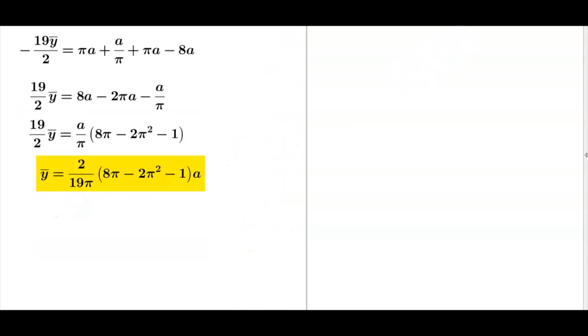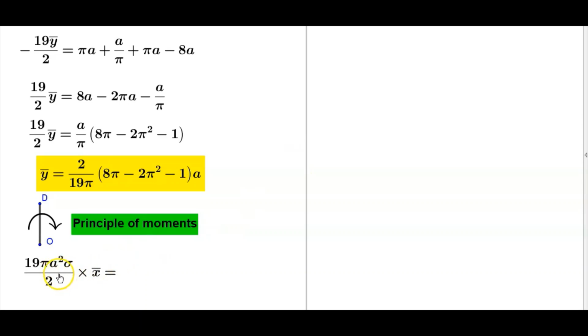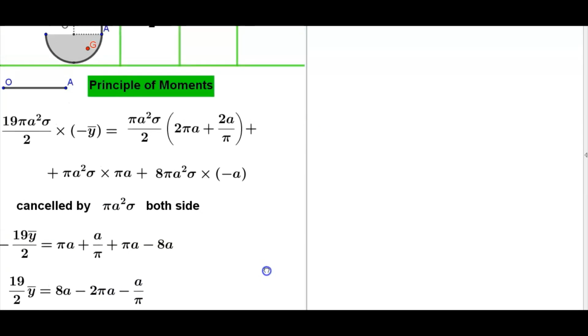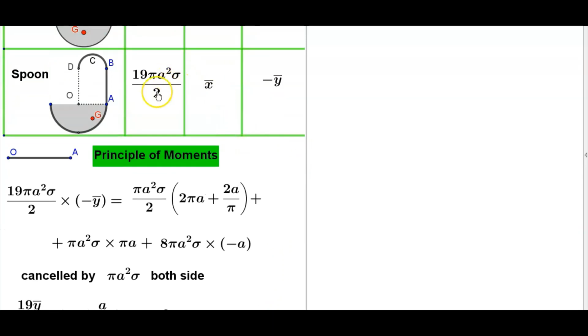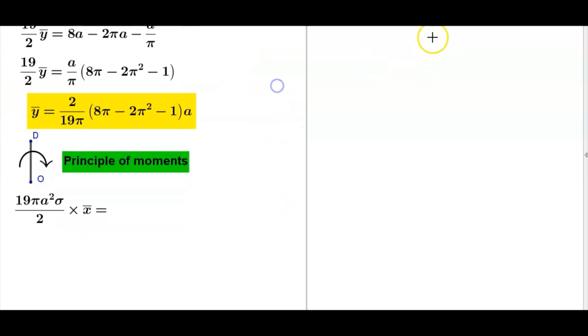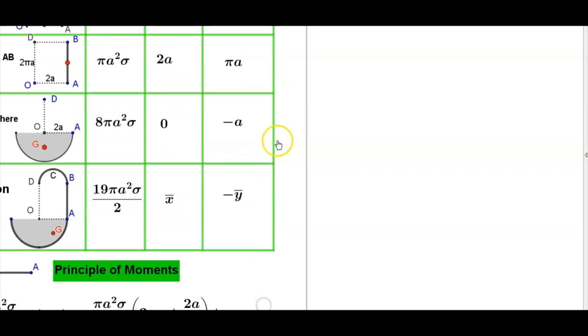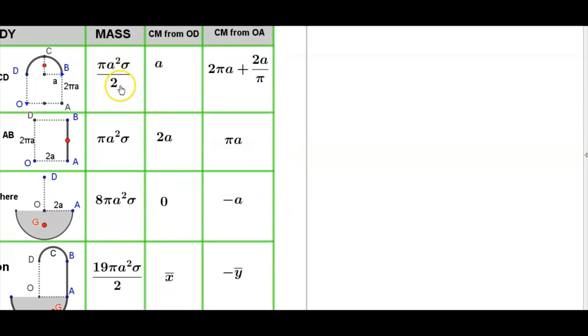Therefore here, principle of moments about OD. 19 pi a squared sigma by 2 into x bar is equal to, next one, pi a squared sigma by 2 into a. Then pi a squared sigma into 2a. Then 8 pi a squared sigma into 0.